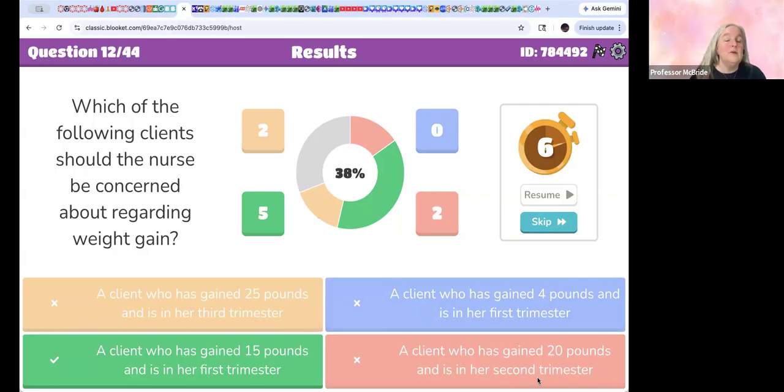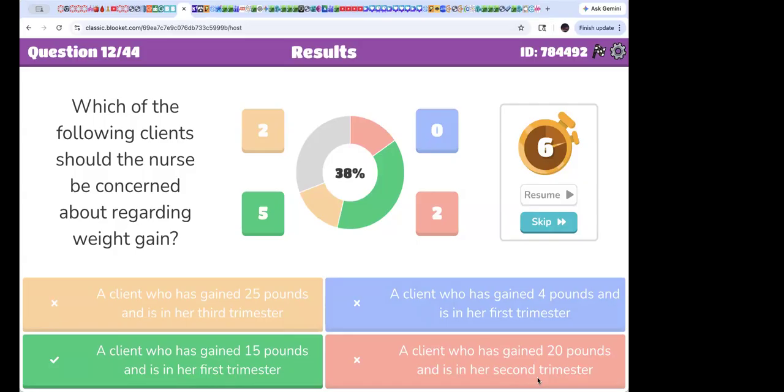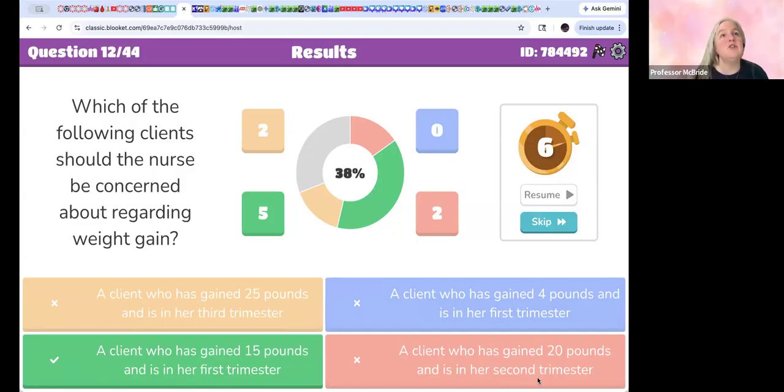Most of the time we talk about weight gain in relation to a normal BMI. What BMI is considered obesity? 30. Greater than 30. If she's considered obese, they might recommend that she gain less than that ballpark that we're saying. And if she's underweight, then they might recommend that she gain a little bit more.